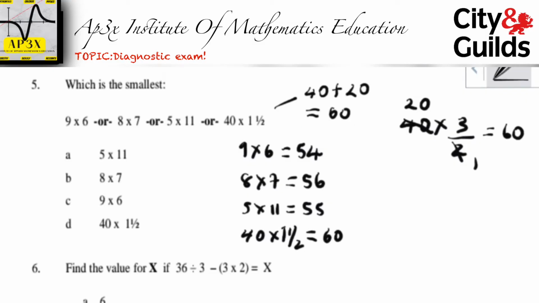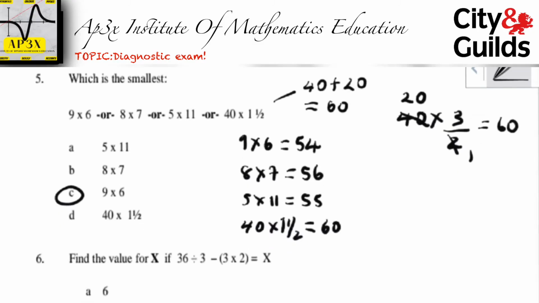So therefore, by logical reasoning here, you see here that 9 times 6 is in fact the smallest value here. All right. And you must, of course, know your timetable very well.